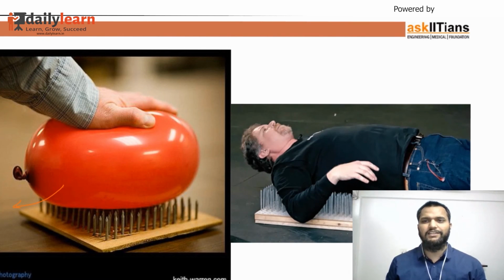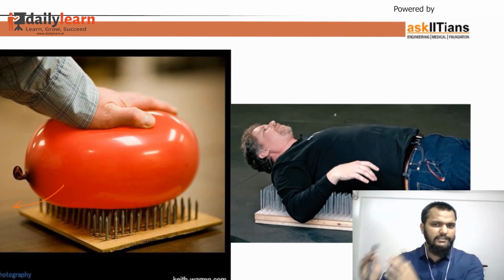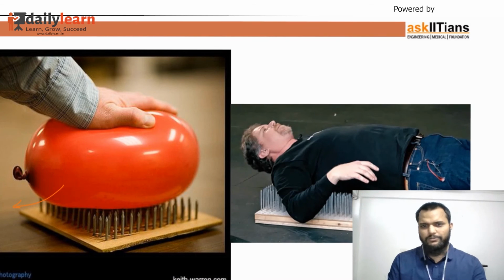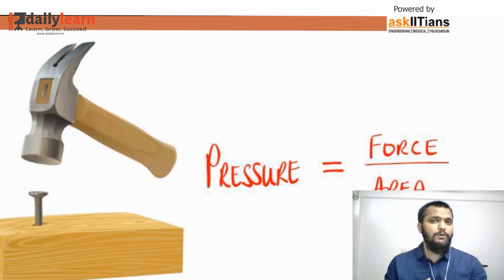Similar is the case with the professor. The professor is lying over so many nails, so if you take all the pointy areas of the nails in contact with the professor, it contributes a significant amount of area. So it's a lot of area of the nails in contact with the professor. So area increases, pressure decreases, so it doesn't cause any problem. Okay guys, so this was all about pressure, how it affects our day-to-day life, and how important it is.